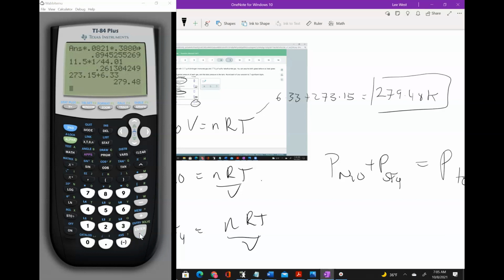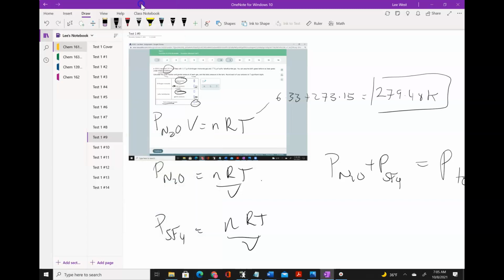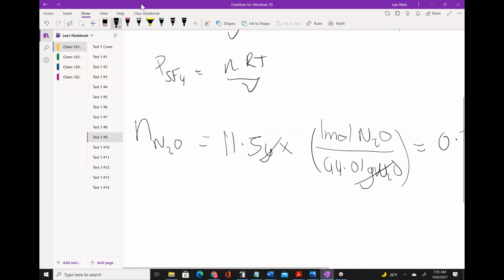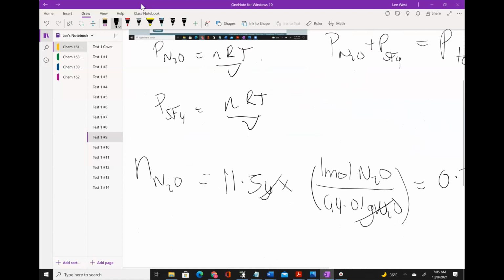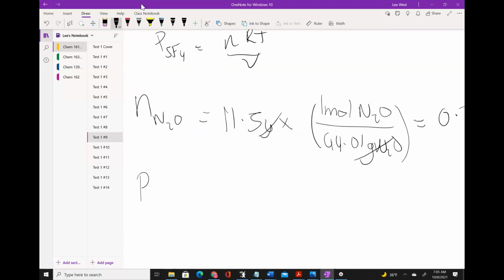That's our temperature. And the volume was 10 liters. So now I think that we're ready to plug some numbers in. So the pressure of the N2O is our nRT on V.